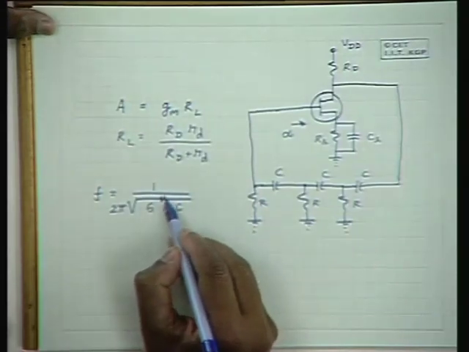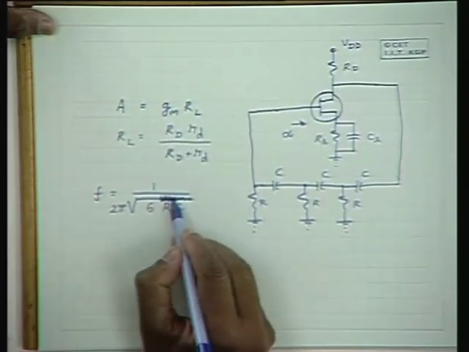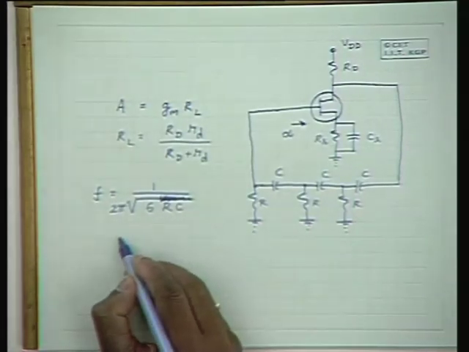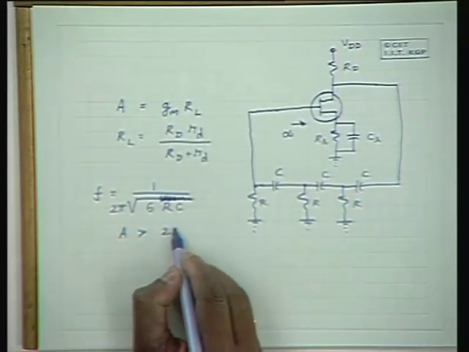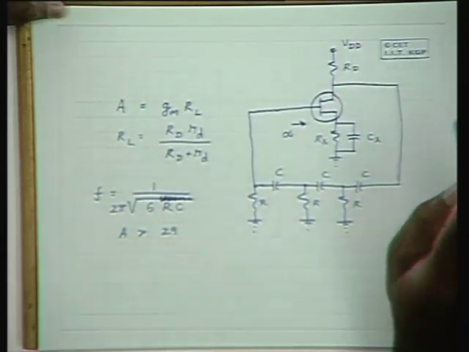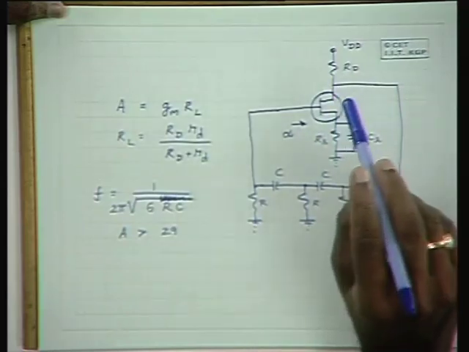Questions? Here also please note that the gain should be greater than about 29 for the circuit to work. There is a mistake here. This RC is outside the square root. Please make this correction. RC is outside the square root, and the gain should be greater than 29 for it to operate. This is what we got in the last class.